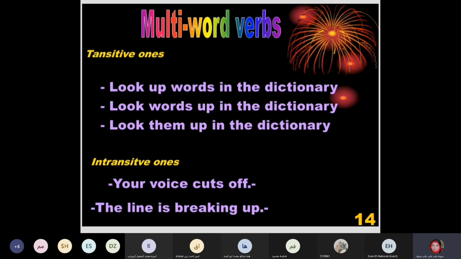So let's go on to complete this session. We have been speaking about multi-word verbs. I had to tell you just one more thing about multi-word verbs.